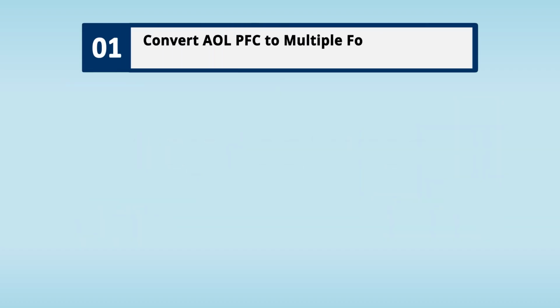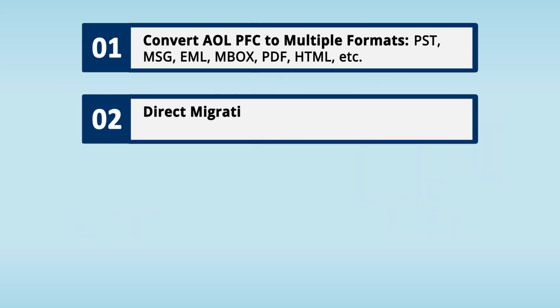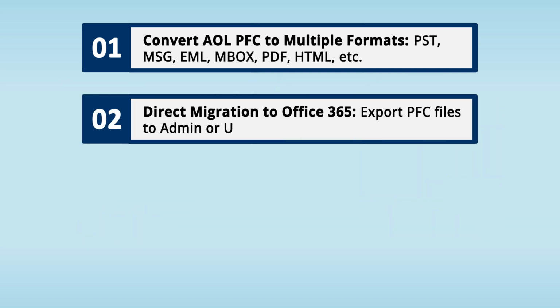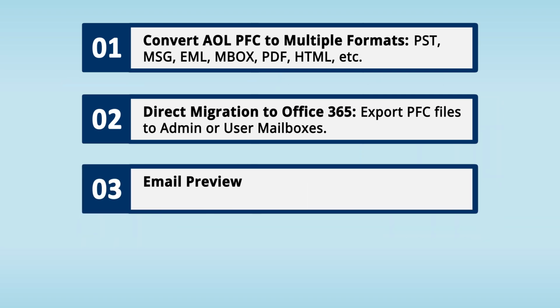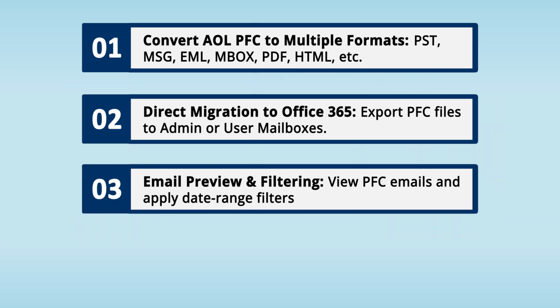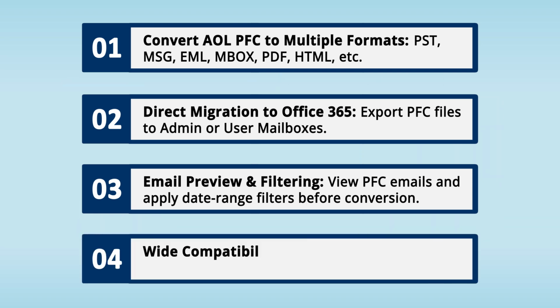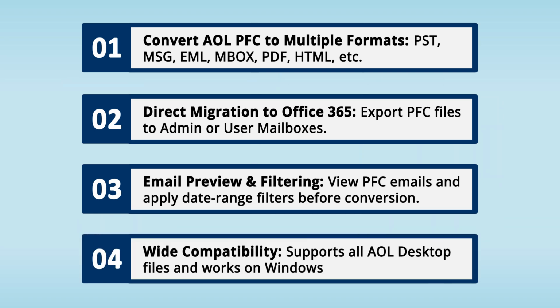Let's take a look at the key features of this AOL converter. Convert AOL PFC to multiple formats: PST, MSG, EML, MBOX, PDF, HTML, etc. Direct migration to Office 365. Export PFC files to admin or user mailboxes. Email preview and filtering. View PFC emails and apply date range filters before conversion. Wide compatibility. Supports all AOL desktop files and works on Windows and Windows Server.